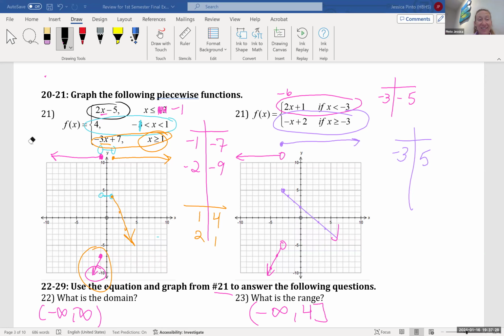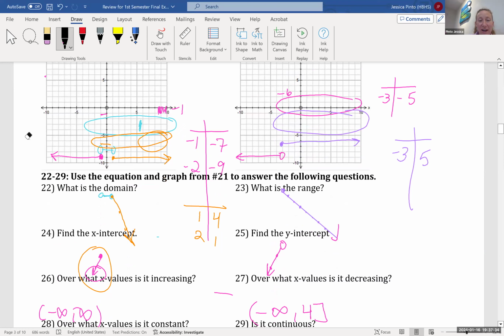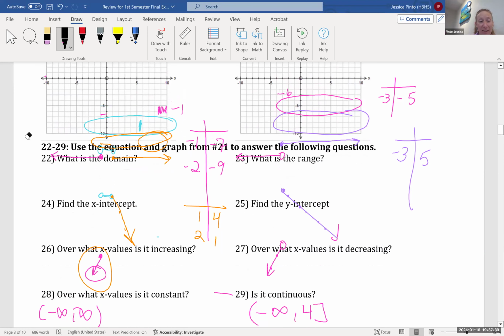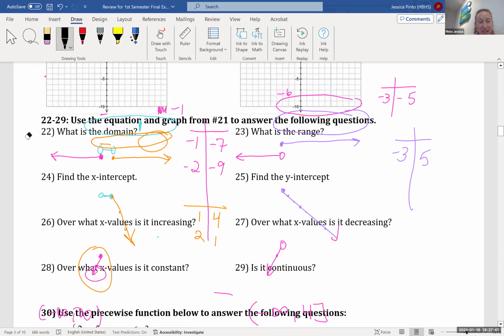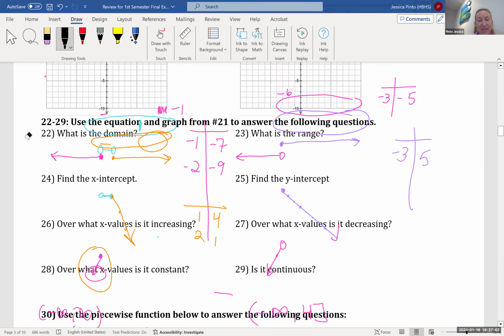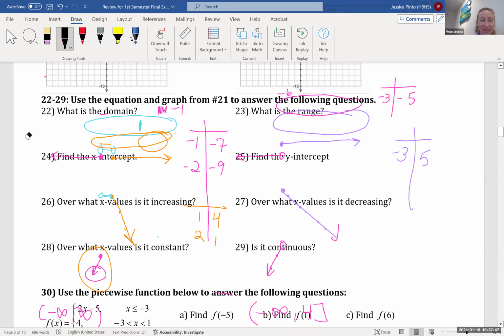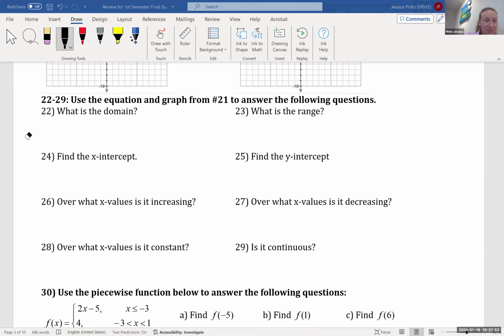I'm going to clear, well, let's see if I can just move this. Okay, the x-intercept we did not find by graphing, but we did find the y-intercept by graphing. And then increasing and decreasing. Okay. So the y-intercept is 0, 4.